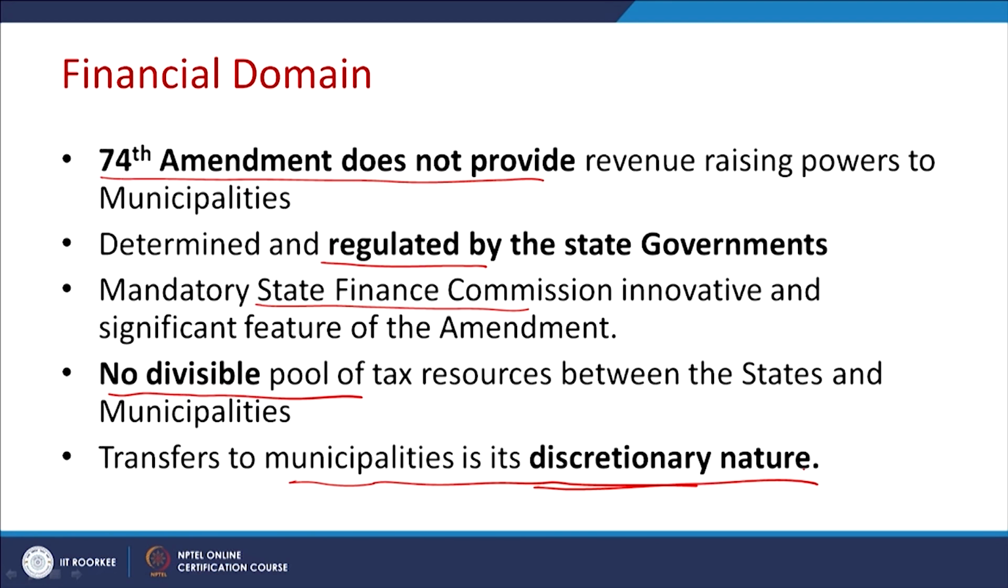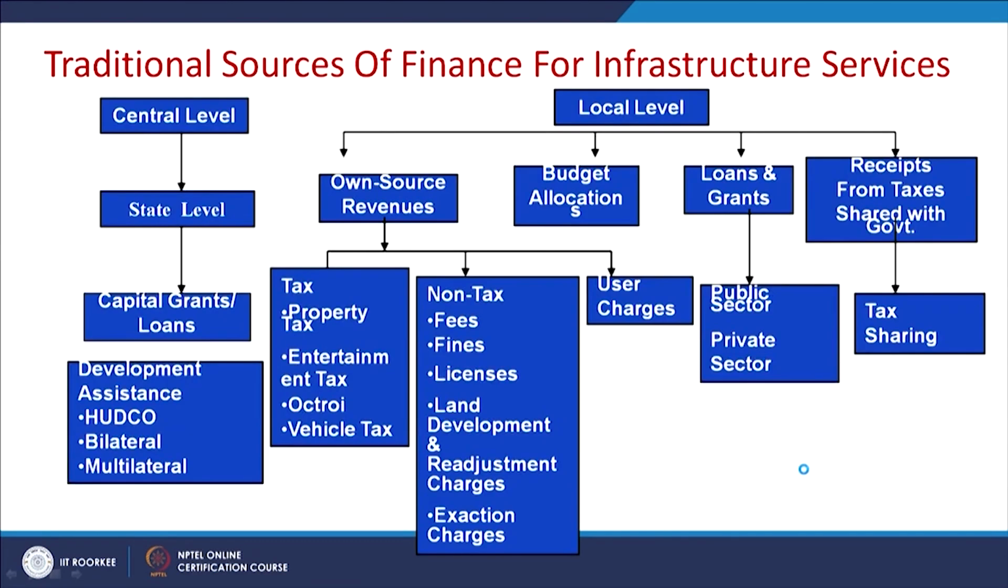So, considering these limitations, we can discuss how municipalities can mobilize the essential resources. Let us see the traditional sources of finance. From the central government and state government we basically get capital grants and loans, then development assistance from HUDCO or any other organization, bilateral, multilateral, and whatever we get from outside agencies.